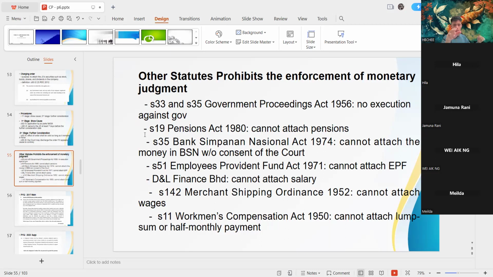So the D&L finance per heart says that the salary cannot be attached, while the Merchant Shipping Ordinance says that the wages cannot be attached. And then this is also provided in the Workmen's Compensation Act. The lump sum or half-month payment cannot be attached as well.